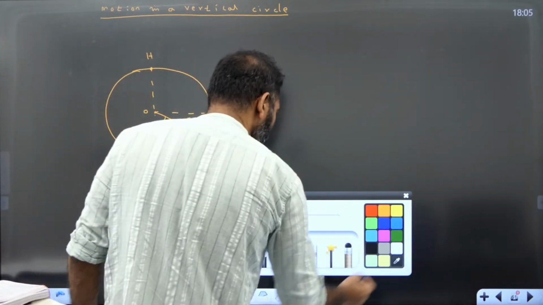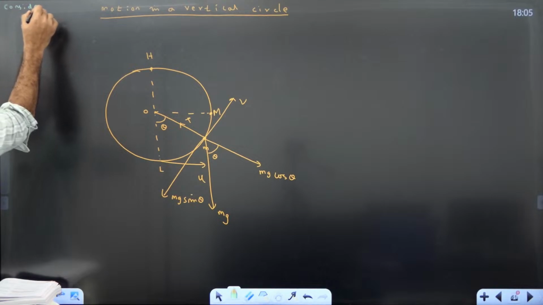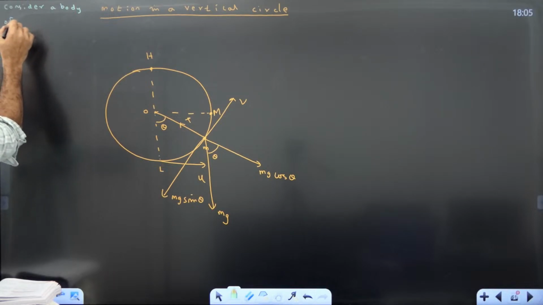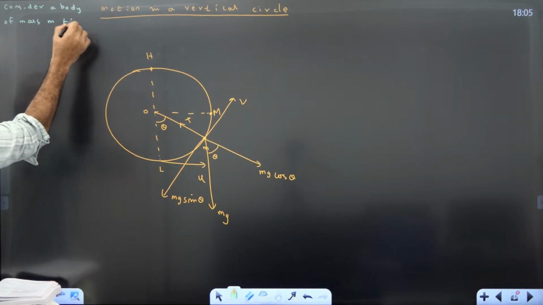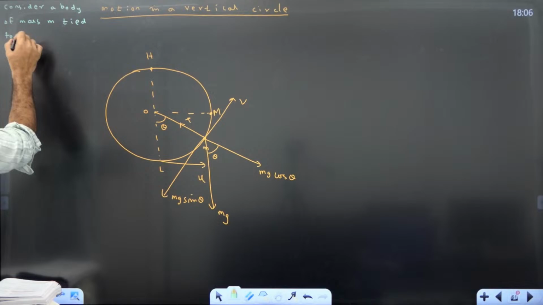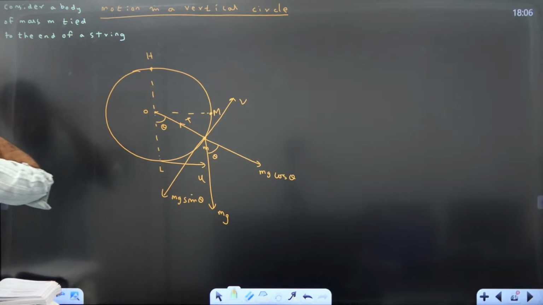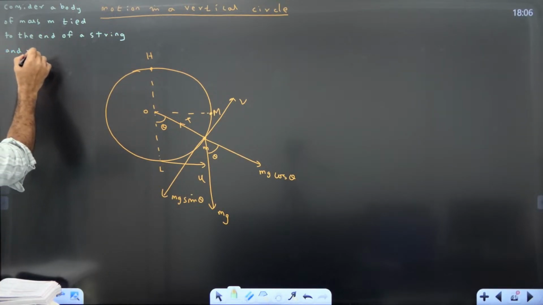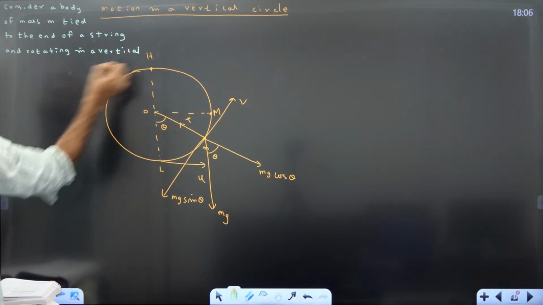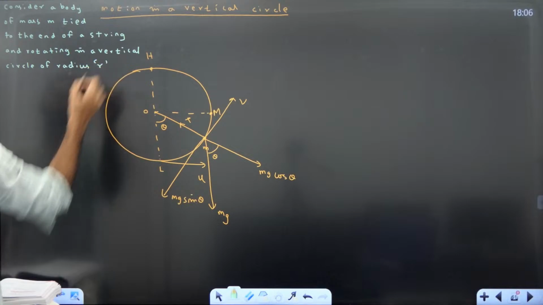Okay. Let's continue. It's a very lengthy derivation. Consider a body of mass m tied to the one end of a string, and rotating in a vertical circle of radius r. Vertical circle of radius r. See, the body of mass m is at a vertical height of h.